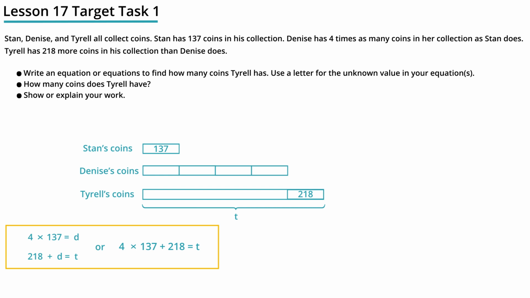Then, to find the number of coins Tyrell has, students multiply 137 times 4 using the multiplication skills they just built over the previous 2 topics, and add 218 to arrive at a solution of 766 coins.